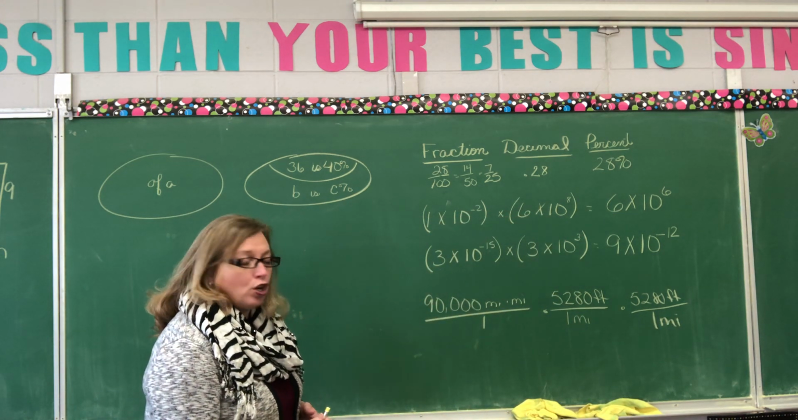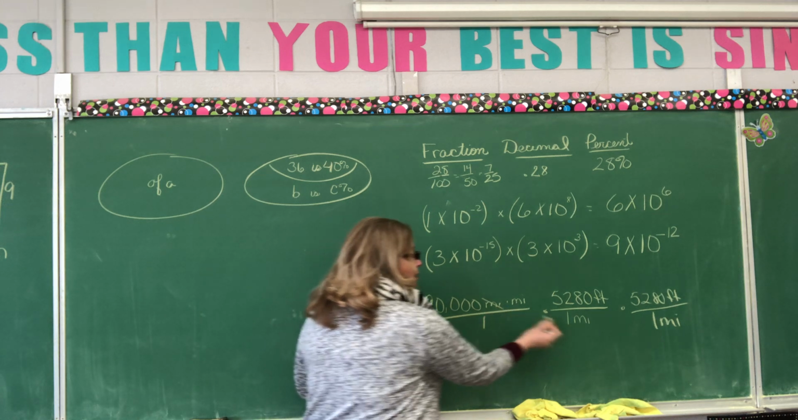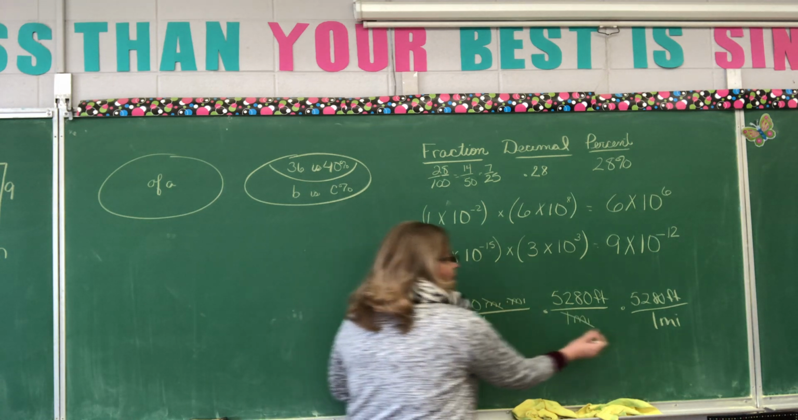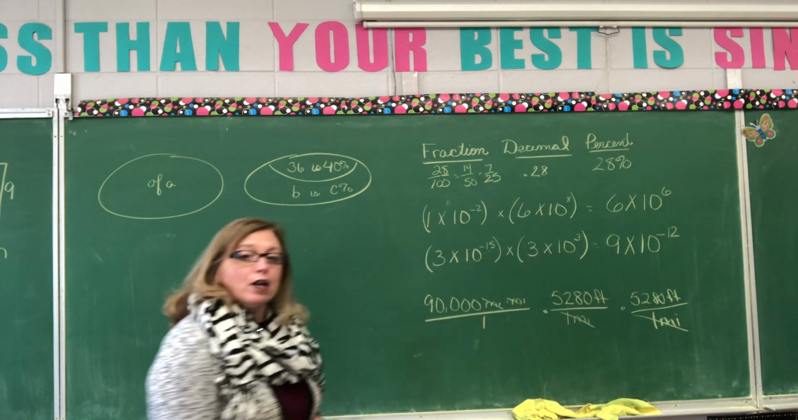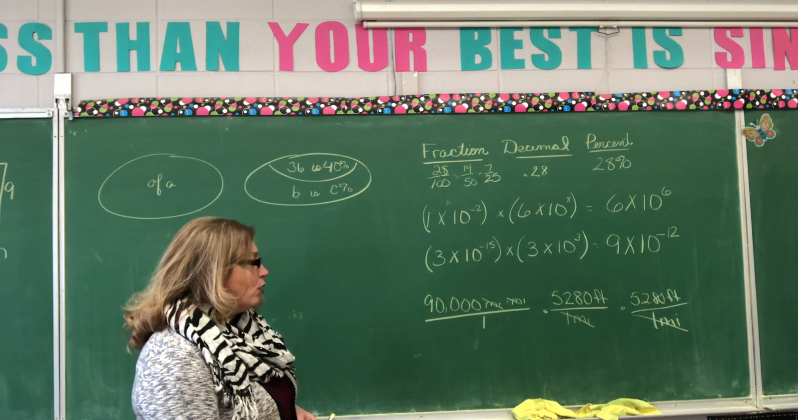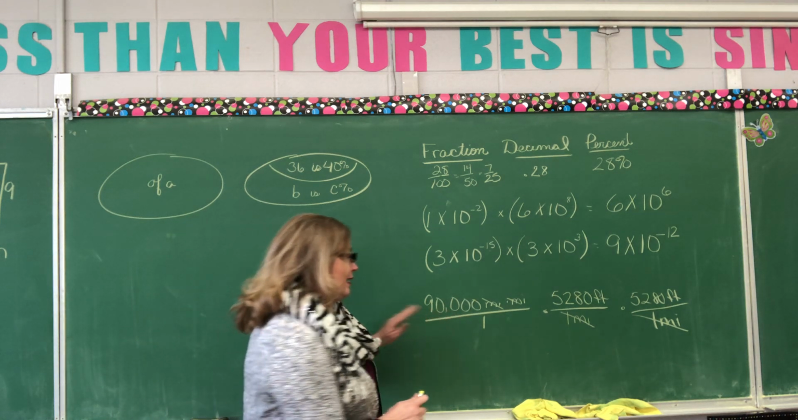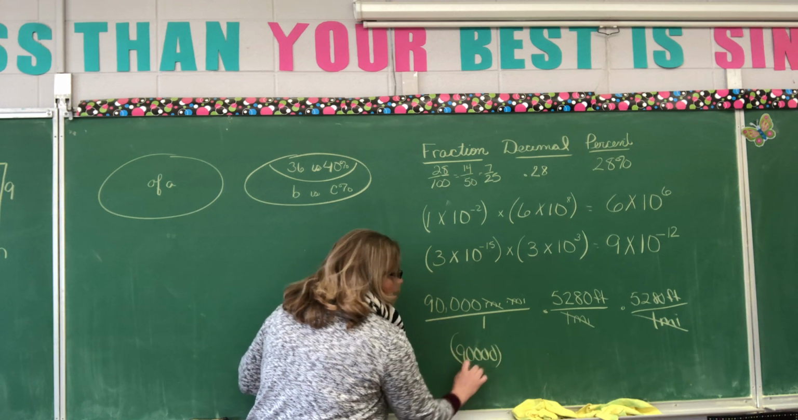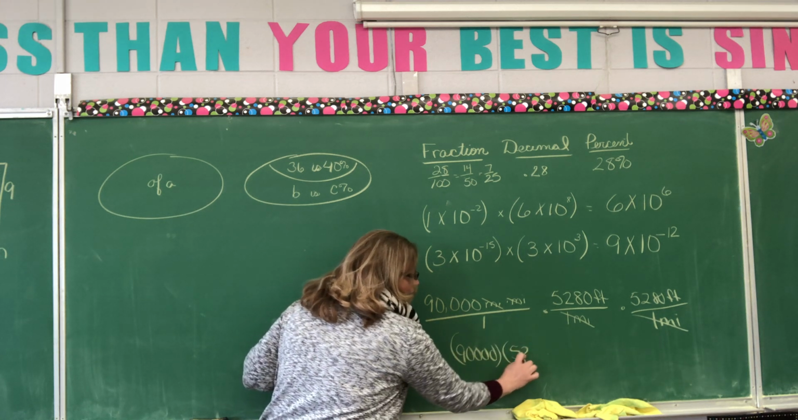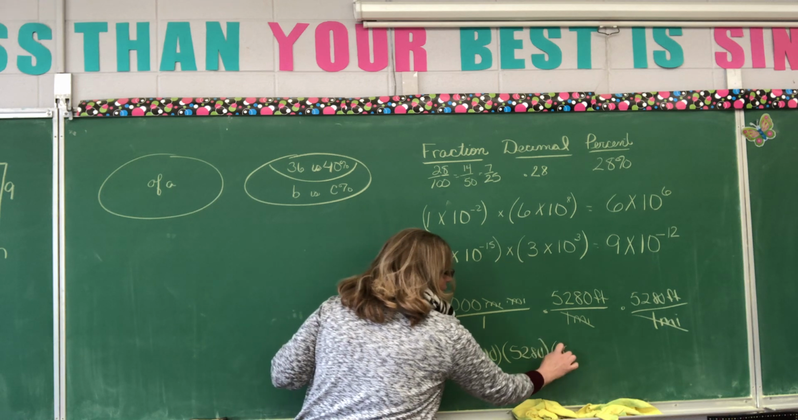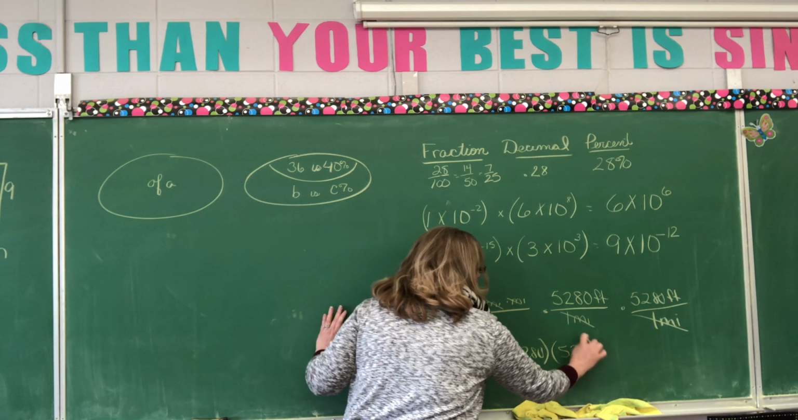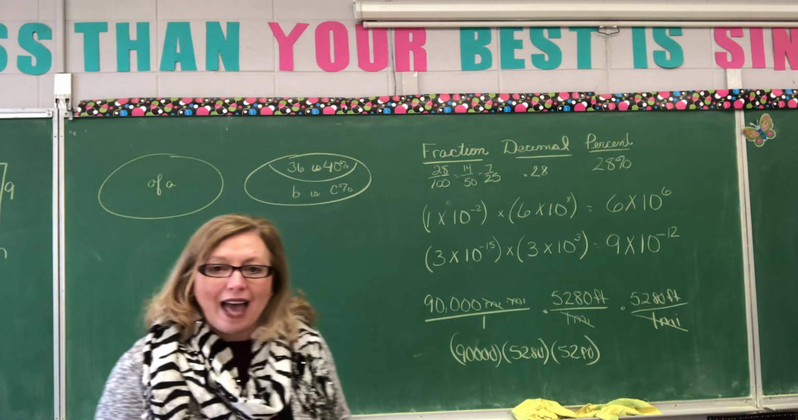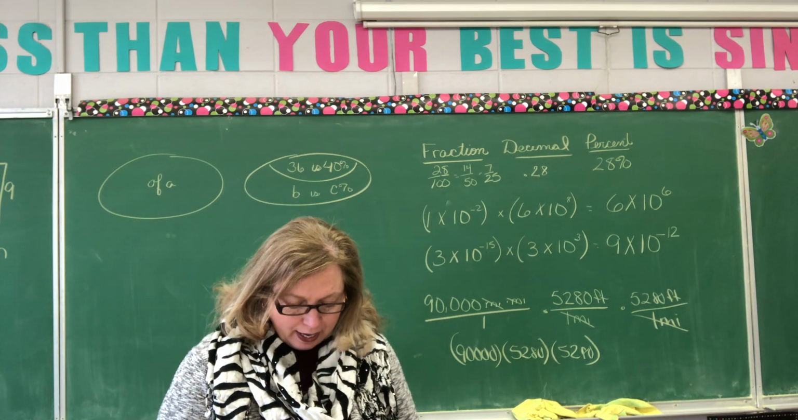Now we're able to cross cancel this out. Get rid of this mile and this mile, that one and this one. So how do I solve this problem? I'm going to simply multiply 90,000 times 5,280 times 5,280. And that's going to be my answer, okay?